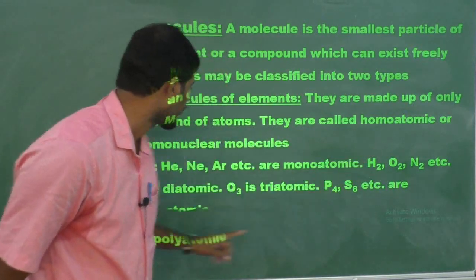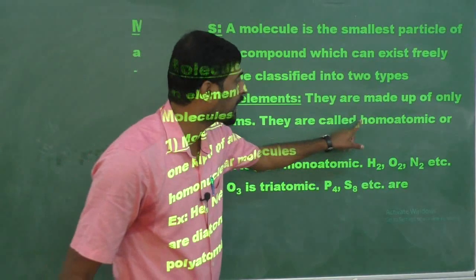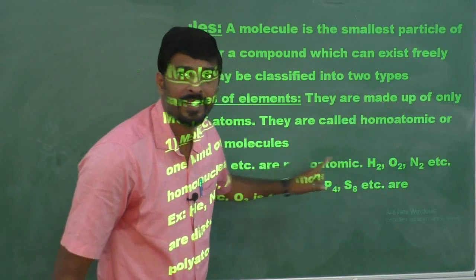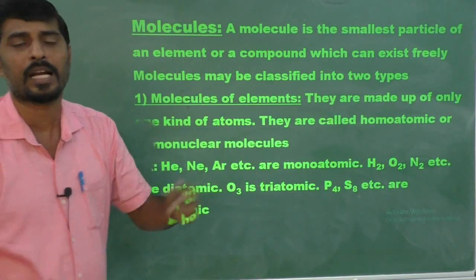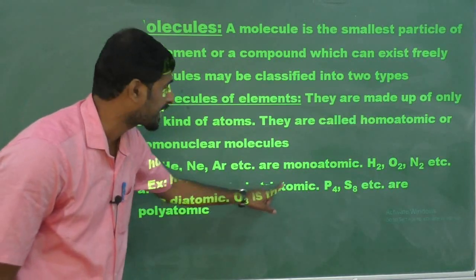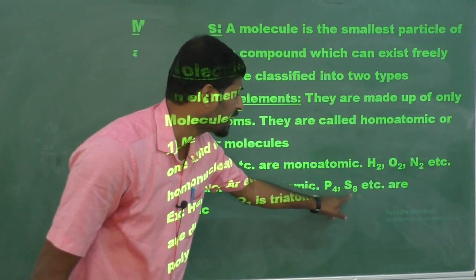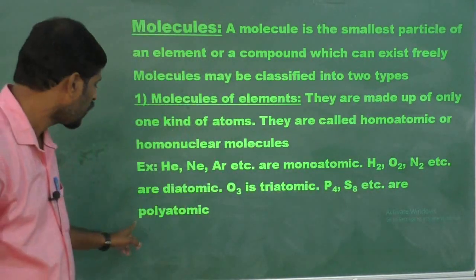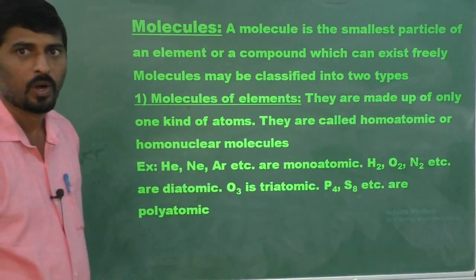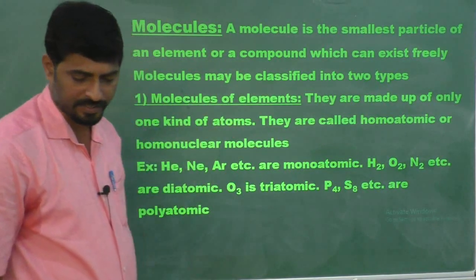Hydrogen, oxygen, nitrogen, etc. are diatomic, but not hetero. They are homoatomic but diatomic. Two atoms are combined with one another. Ozone, O3, is triatomic, three oxygen atoms combined with one another. P4, S8, etc. are polyatomic, many atoms combined with one another. So this is about the molecules of elements.